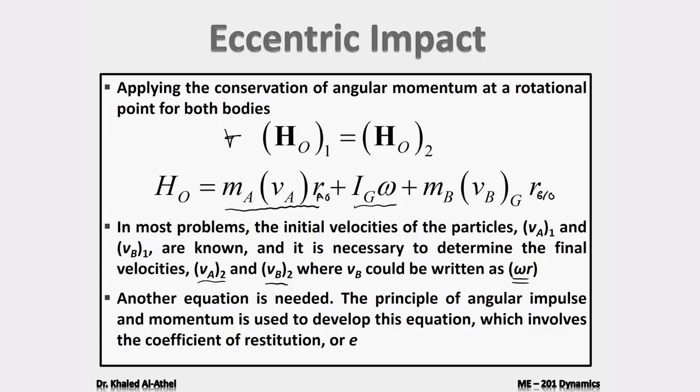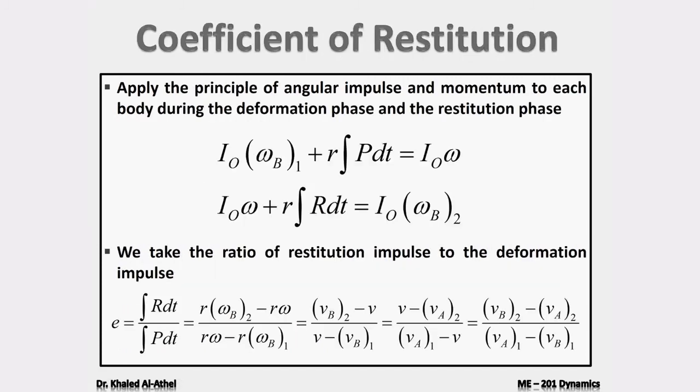So how to come up with a second equation? We use, which is similar to particle analysis, if you remember, the coefficient of restitution. Analyze the problem before impact and during impact, and then during impact until after impact. Get the ratio of the impulses, and you end up with this expression.